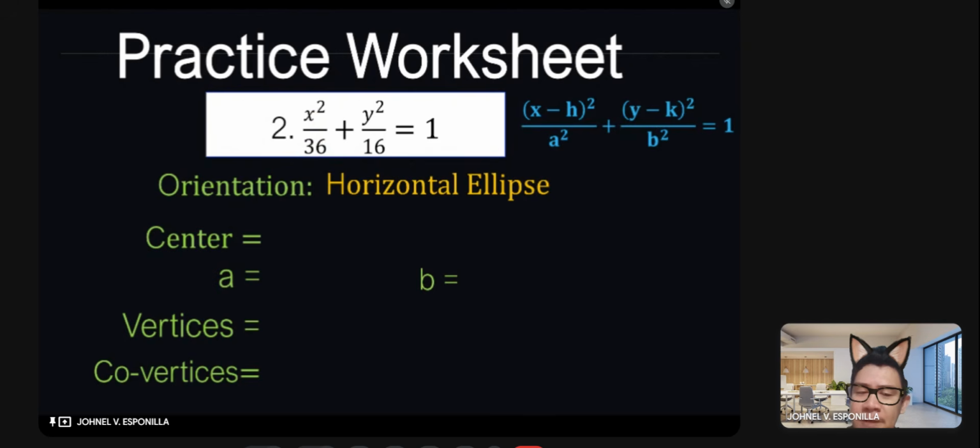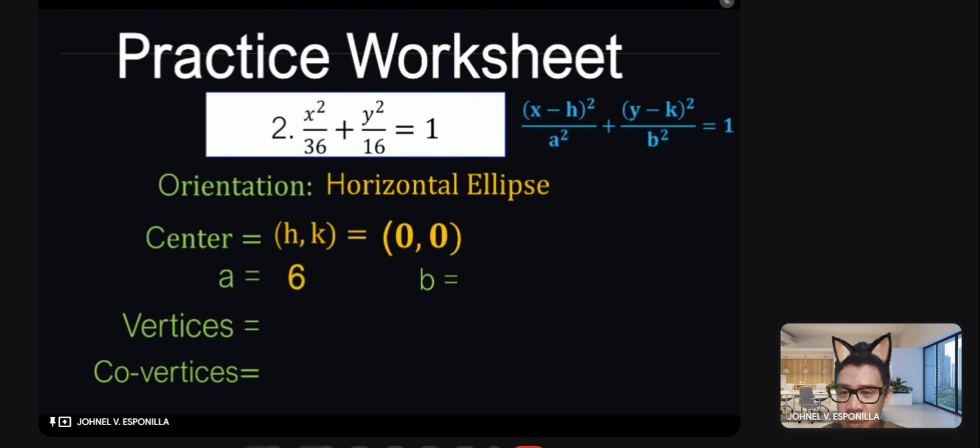Ano yung center? Okay, the center is at 0, 0, or origin, kasi walang kasama si x, walang kasama si y. What's the value of a? Square root of 36, that is 6. Okay, that is 6. How about the b? The square root of 16, which is 4.